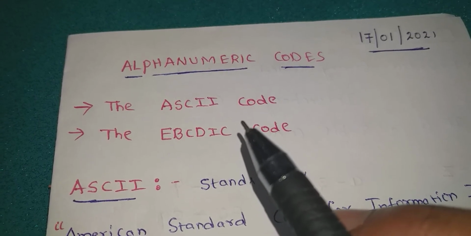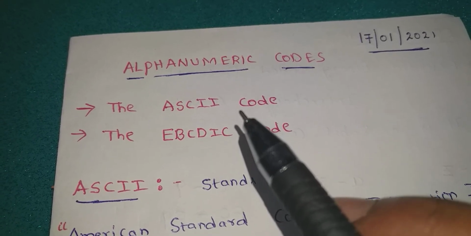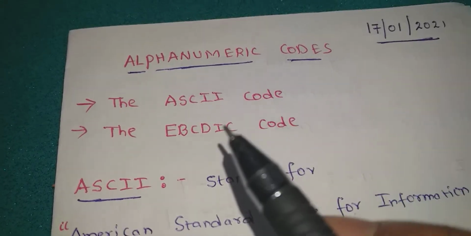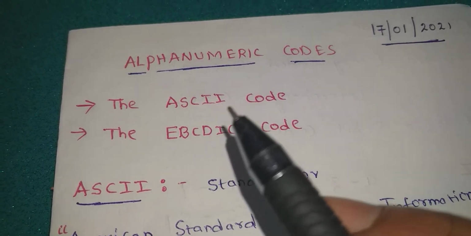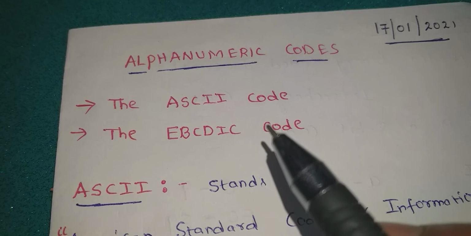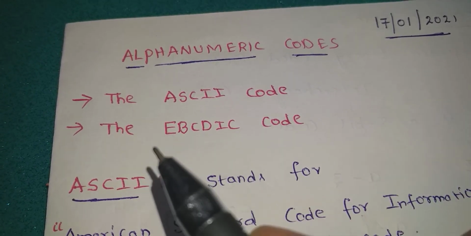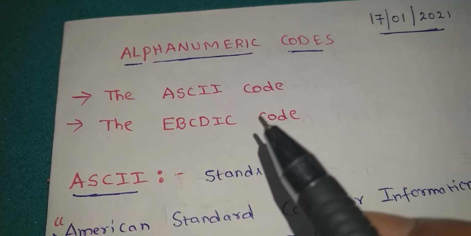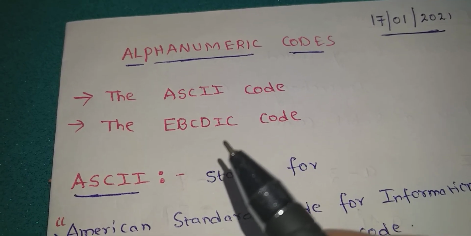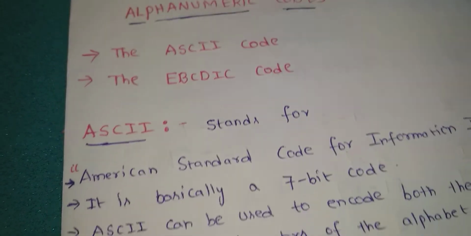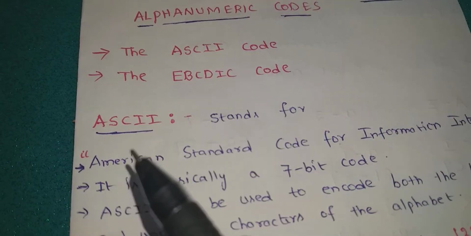Welcome back to the course of digital electronics. Today we are going to discuss alphanumeric codes. In that, I am going to discuss the two alphanumeric codes which are very popular. The first one is the ASCII code, and the second one is the EBCDIC code. Now we will look at ASCII code first of all.